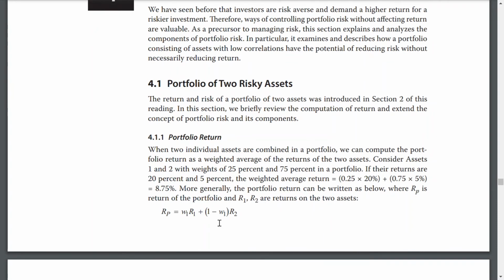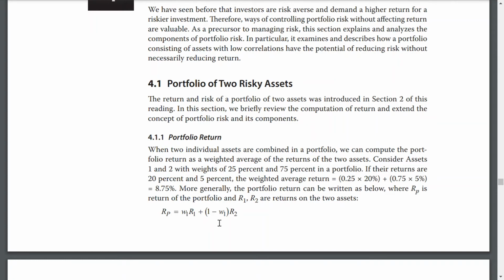Portfolio of two risky assets. The returns and risk of a portfolio of two assets were introduced in section 2 of this reading. In this section, we briefly review the computation of returns and extend the concept of portfolio risk and its components. Portfolio return: when two individual assets are combined in a portfolio, we can compute the portfolio return as a weighted average of the returns of the two assets. Consider assets 1 and 2 with weights of 25% and 75% in the portfolio. If the returns are 20% and 5%, the weighted average return will be as such.